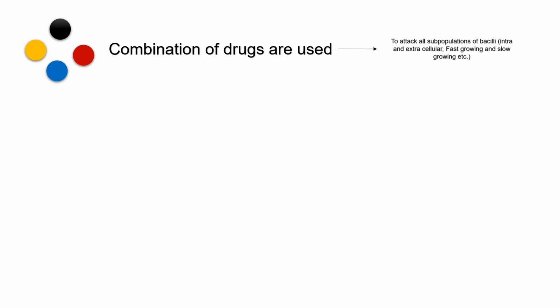Now coming to the anti-tubercular therapy, we know that a variety of drugs, or a combination of drugs, are used. Why? Because to attack all the various subpopulations of bacilli. For example, intracellular bacilli and extracellular bacilli, fast growing bacilli and slow growing bacilli. There are various subpopulations of bacilli present in the body of a person suffering from tuberculosis. So to attack all those subpopulations, we use a combination of drugs.